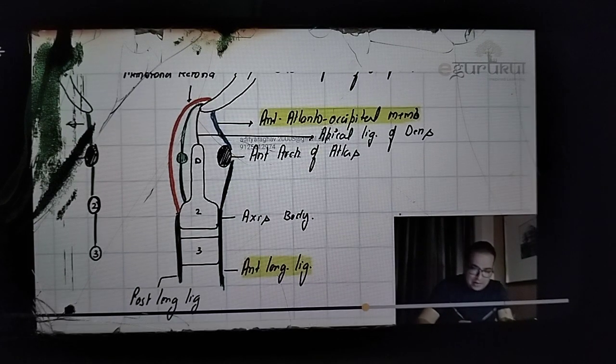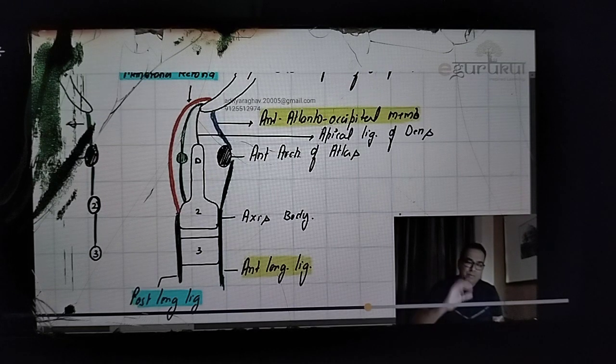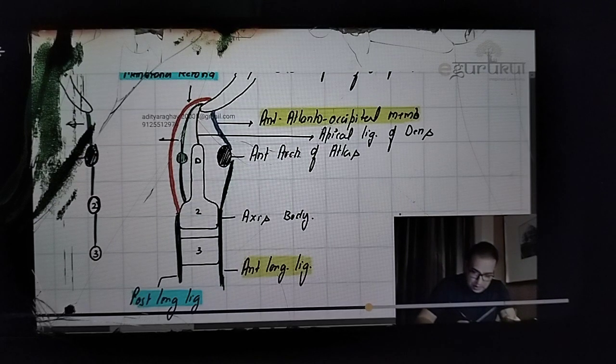And again, the thing to be highlighted here is that membrana tectoria is what? It is a continuation of posterior longitudinal ligament. Anterior atlanto-occipital membrane is a continuation of anterior longitudinal ligament. Whereas the posterior longitudinal ligament ends at the second cervical vertebra, and from there till the basilar part of the occipital bone, that membrane is called the membrana tectoria. It is its continuation.